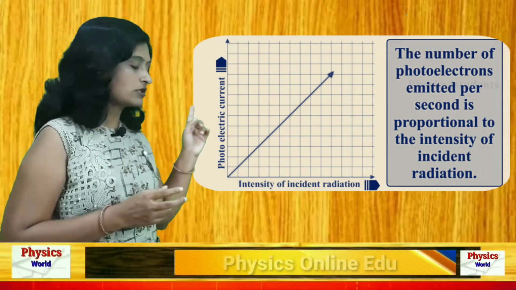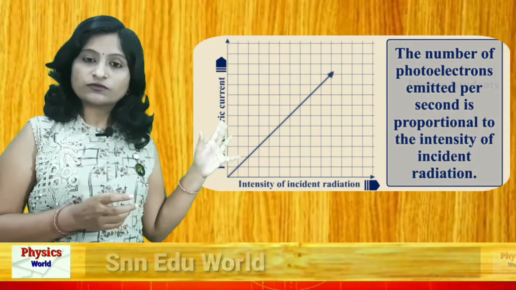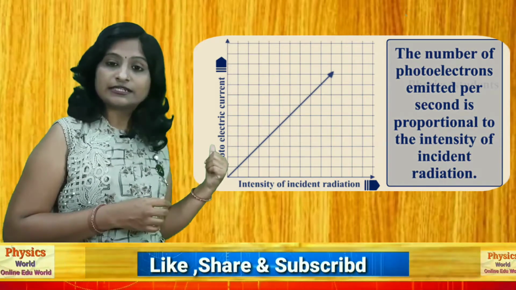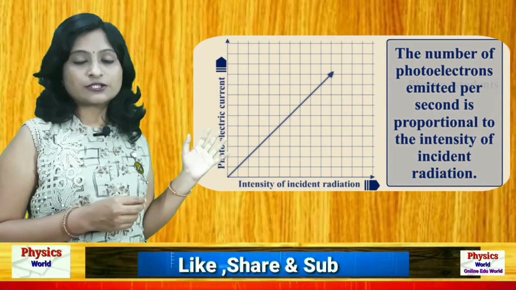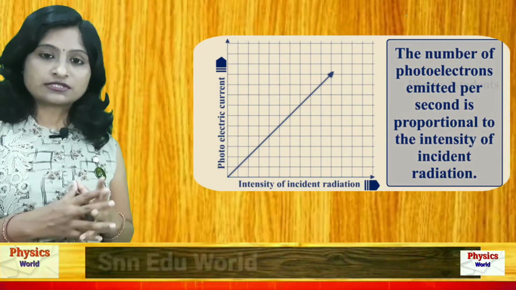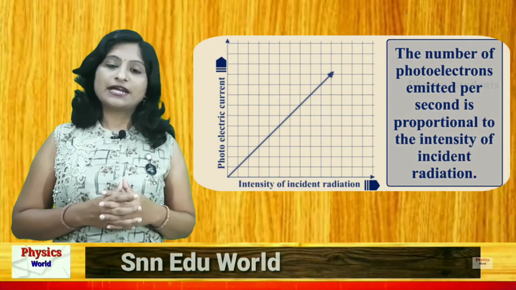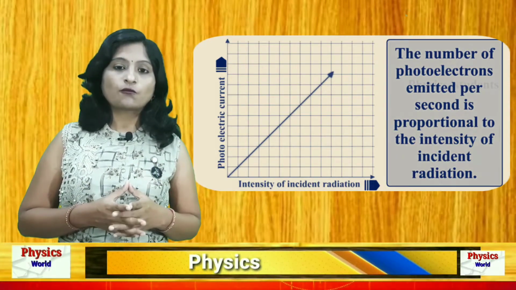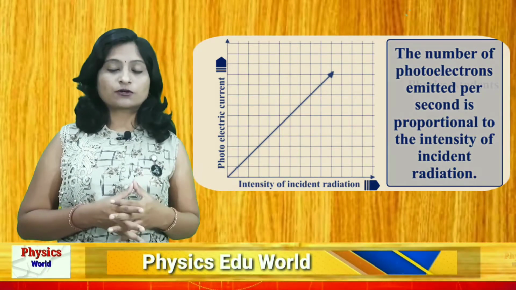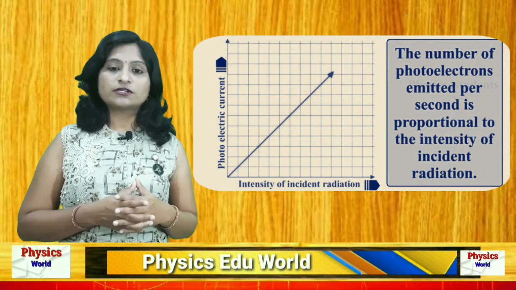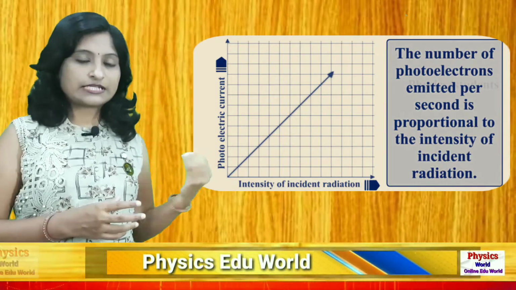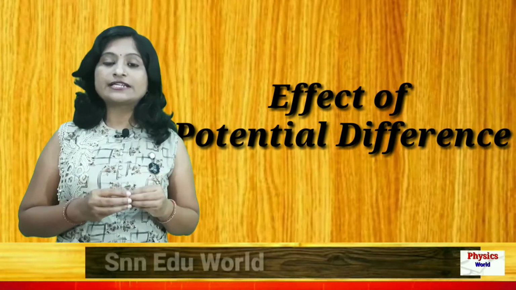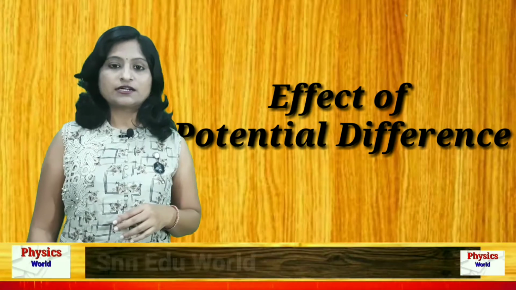So here the graph shows the linear dependence of the photoelectric current on the intensity. As the intensity increases, the current will also increase linearly, that means directly proportional. The reason behind this is that intensity is proportional to the number of photons. More photons means more free electrons. So this is the first conclusion from the experiment.